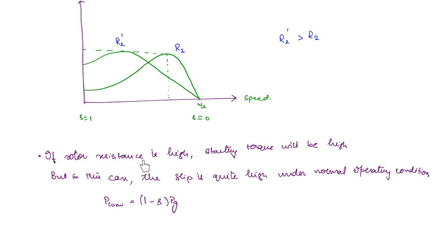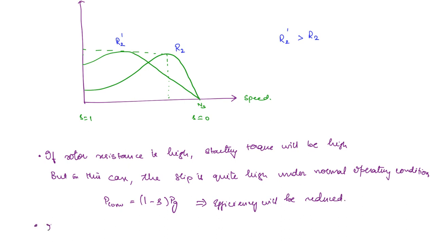But if rotor resistance is high, then the slip will be high at normal operating condition, thus reducing the converted power. Okay. Therefore, efficiency will be reduced because of the high slip.